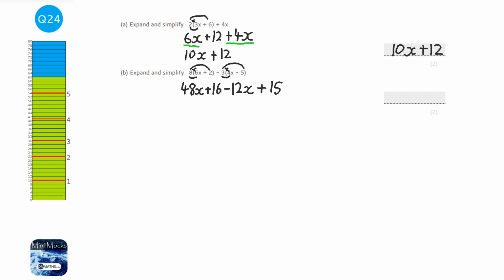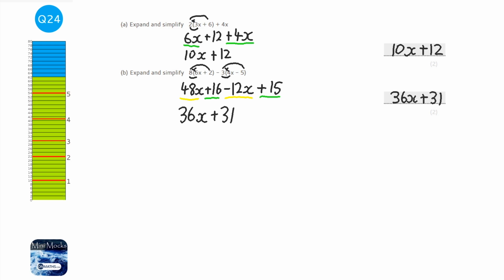Then we look for like terms, so we've got the 48x and the minus 12x, and we've got the plus 16 and the plus 15. So we want to do 48x take away 12x. So if we take away 2, it's 46, and if we take away 10, it's 36x. Then we want to do 16 plus 15. Well, 15 plus 15 is 30, so that's going to be 31. So the answer is going to be 36x plus 31.